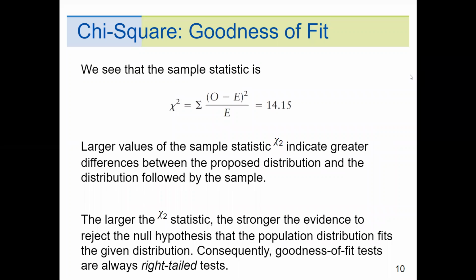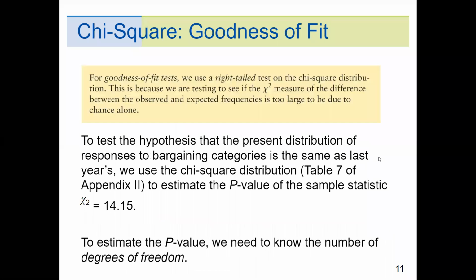We see that the sample statistic is 14.15. The larger values of the sample statistic indicate greater differences between the proposed distribution and the distribution followed by the sample. The larger the chi-squared statistic, the stronger the evidence to reject the null hypothesis that the population distribution fits the given distribution. Consequently, goodness of fit tests are always right-tailed tests. For goodness of fit tests, we use the right-tailed test on the chi-squared distribution.